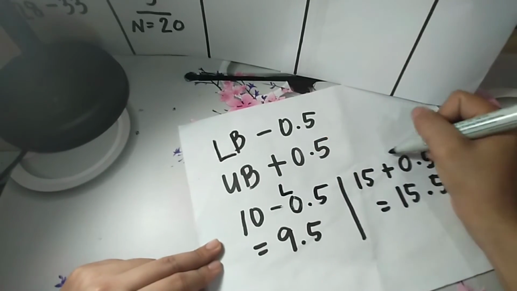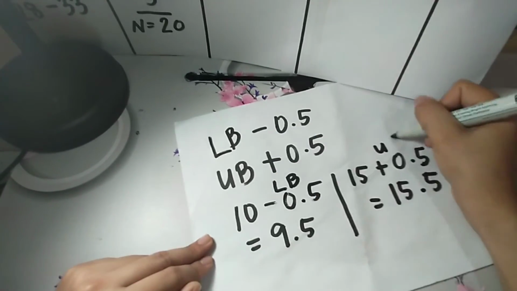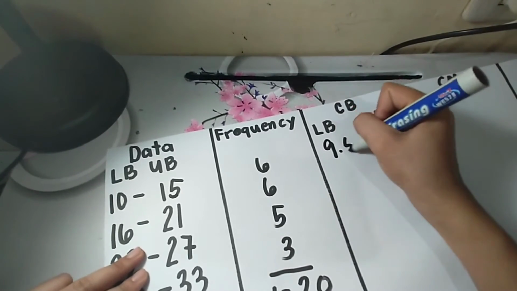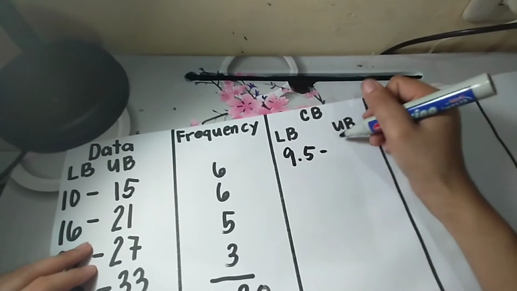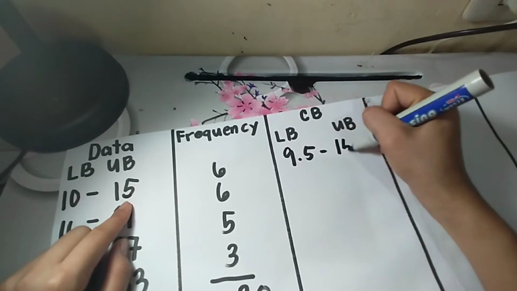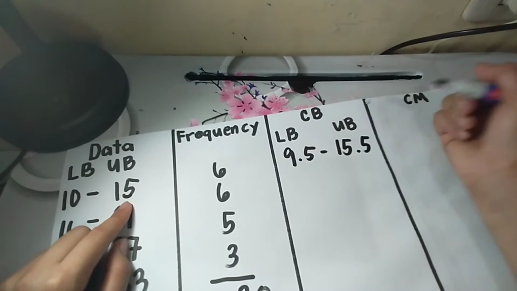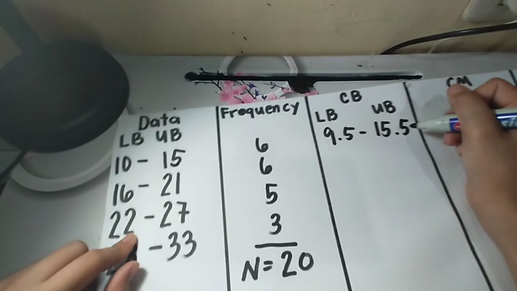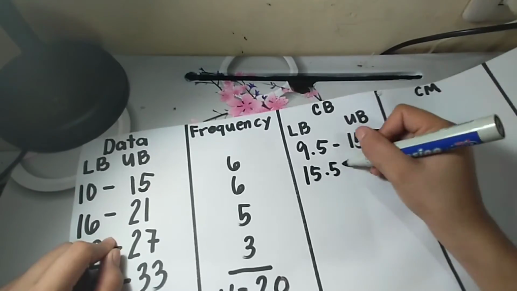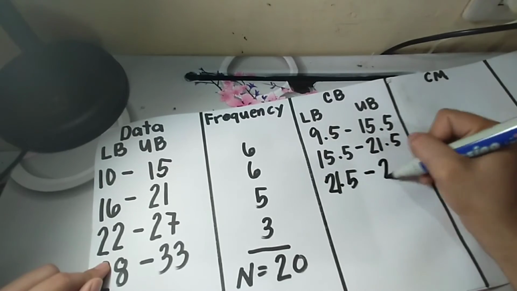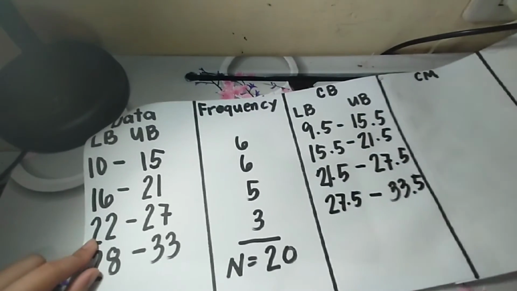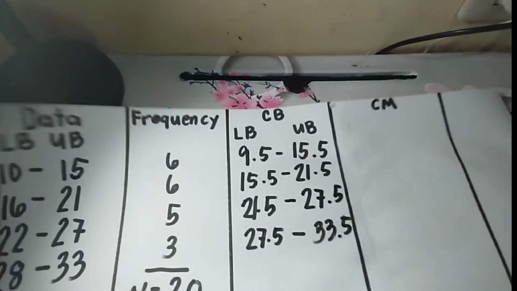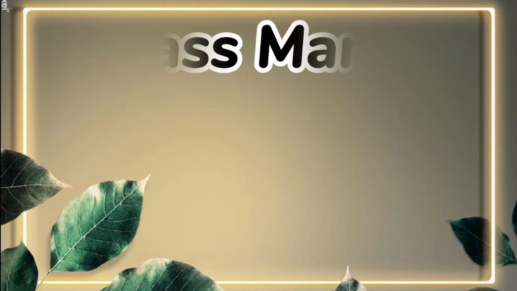So this is the lower, this is the upper. Earlier we had a 10, so we have 9.5. Next, our upper boundary is 15.5. So we just repeat what we did earlier. That's it. We already have the class boundary. It's just so simple. And now let us proceed to class marks.